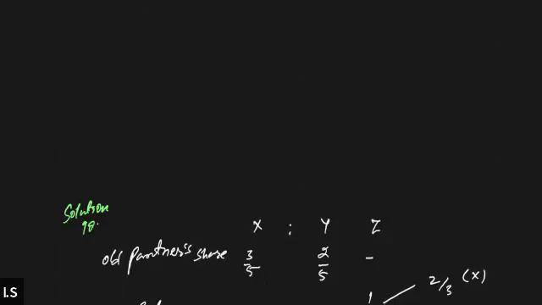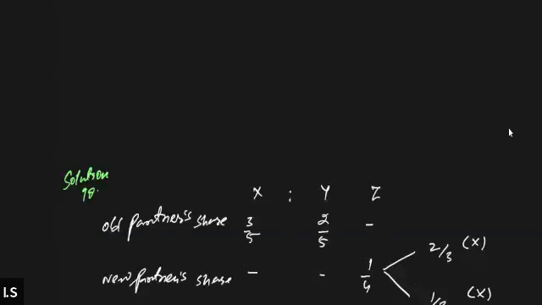All right. So solution to question number 98. First of all, the old ratio of the partners is given. Old ratio of the existing partners X and Y is 3:2. That means 3 by 5 and 2 by 5. Is that right, everyone? Yes, sir.